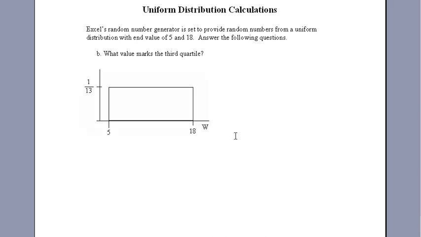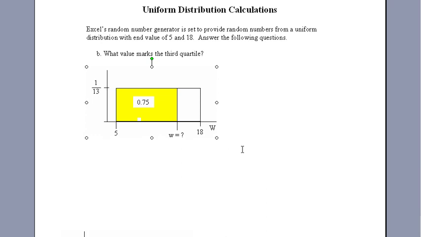Again, I'm going to draw my picture, and there it is. And now I need to think about what it's asking. What value marks the third quartile? So I go back. What is the third quartile? The third quartile marks a position where if you look below this value, you have an occurrence of 75% of the time. So now I can see the third quartile is, I don't know, somewhere here. And here's again a picture with the correct area shaded. I don't know what this value is, but what I'm asking is, what could this value possibly be?